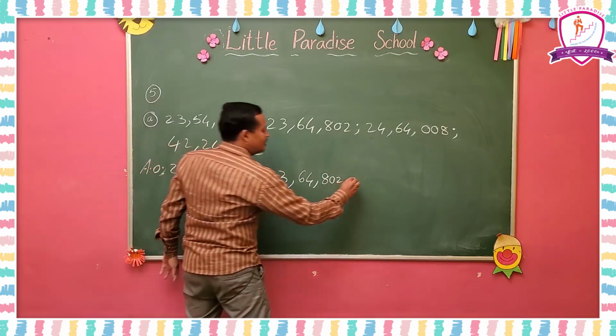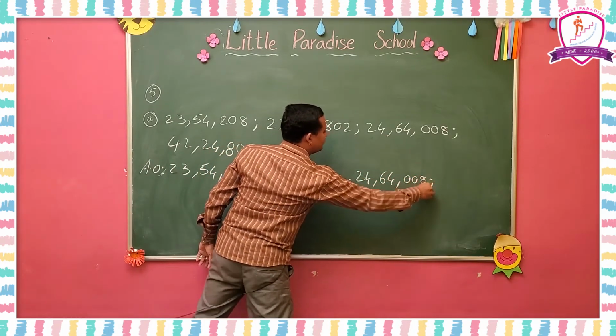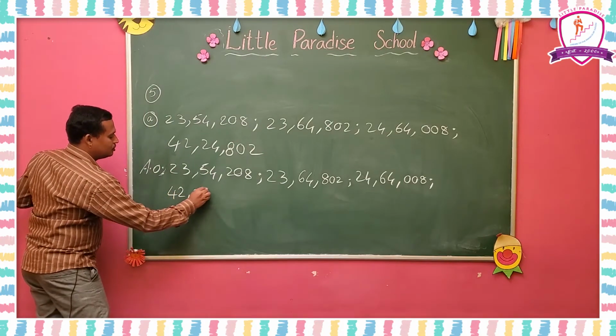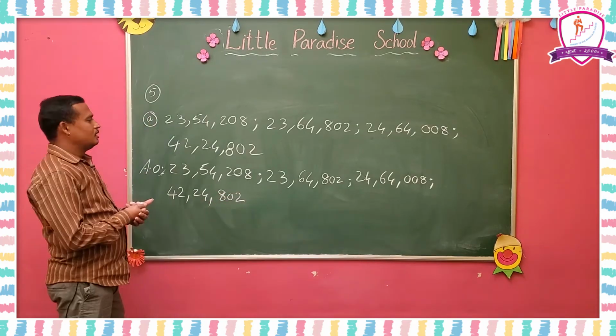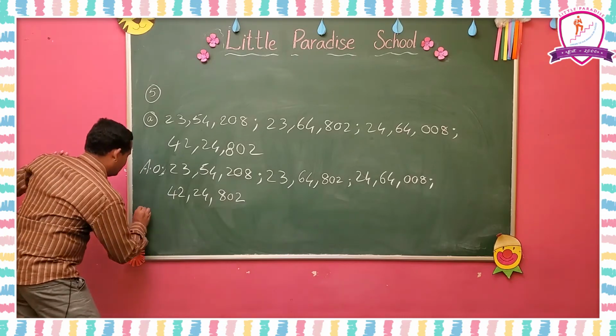So you can write the 24 lakhs 64,008 and next 42 lakhs 24,802. The question only gave ascending order. So next, descending order.